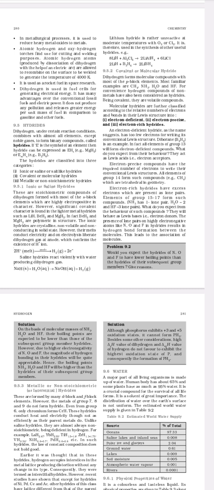Electron rich hydrides have excess electrons which are present as lone pairs. Elements of group 15 to 17 form such compounds. Ammonia has one lone pair, water has two, and hydrogen fluoride has three lone pairs. What do we expect from the behavior of such compounds? They will behave as Lewis base, in a sense electron donors. The presence of lone pairs on highly electronegative atoms like nitrogen, oxygen, and fluorine in hydrides results in hydrogen bond formation between the molecules. This leads to association of molecules.